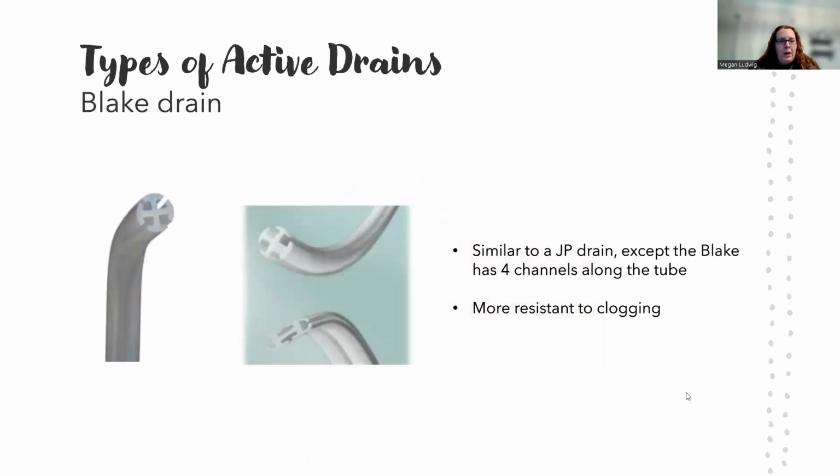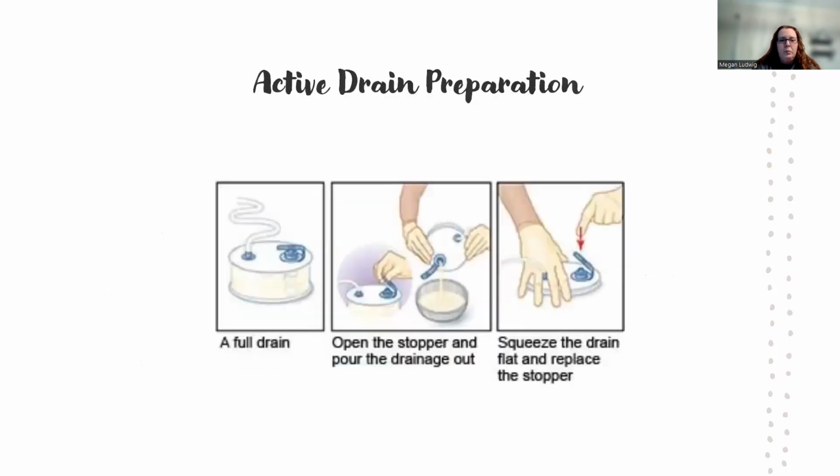All right, another type of active drain. It's very similar to the JP and how it looks and really how it works, but the end of the tubing or along the tubing looks slightly different, okay? Now the JP didn't have these little channels. It had like a little bit more holes, but the Blake drain has 4 channels and it still can be flat or round. So it says it's more resistant to clogging. So if they're expecting a little bit more clots or clogging, this might be a better option. Could also be surgeon preference.